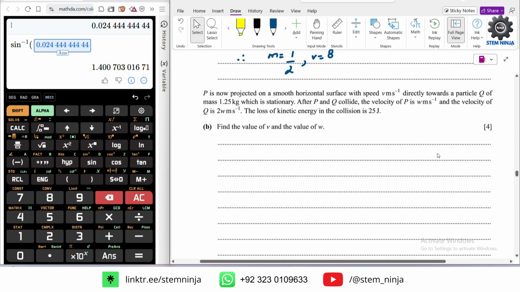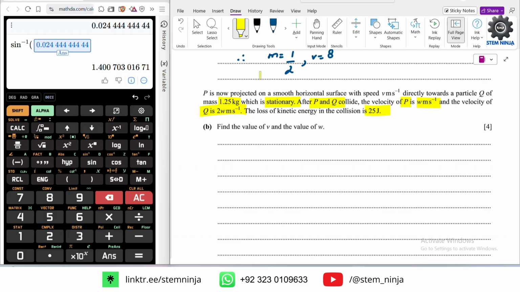Okay. P is now projected on a small horizontal surface with speed v meters per second directly towards a particle Q of mass 1.25 kg, which is stationary. After P and Q collide, the velocity of P is w meters per second, the velocity of Q is 2w meters per second. The loss of kinetic energy in the collision is 25 joules. Find the value of V and find the value of W.